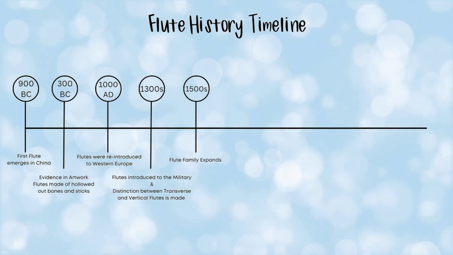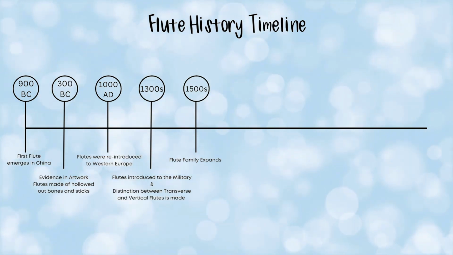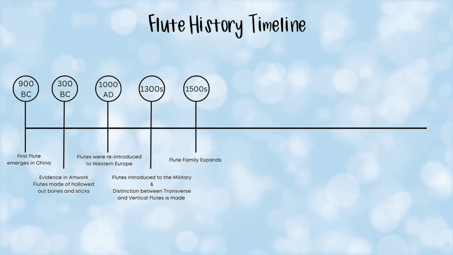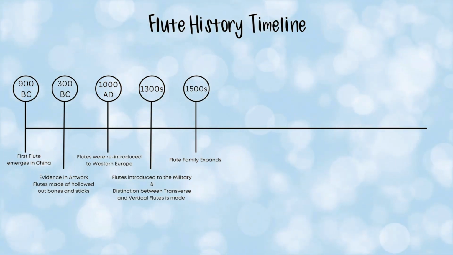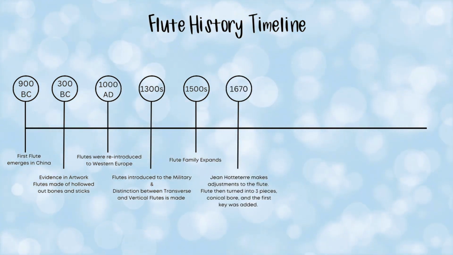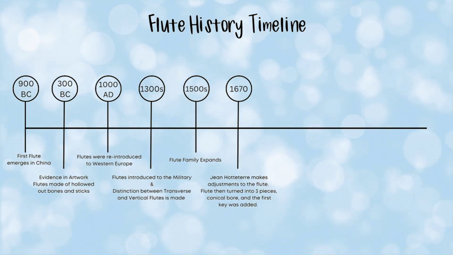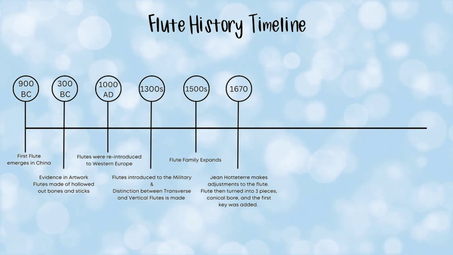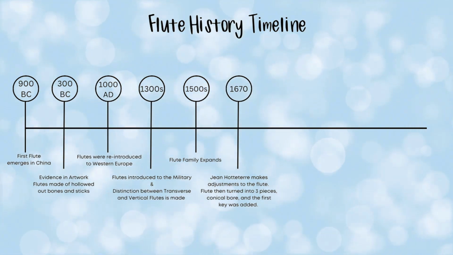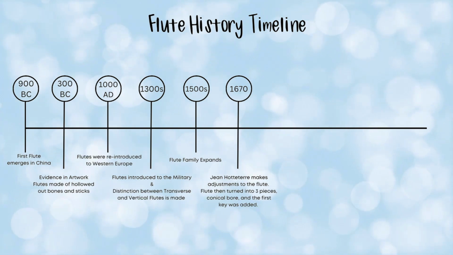In the 1500s, the flute family expands, including the descant flute, which is in modern day what we call a recorder, then the alto, tenor, and bass flutes. In the 1670s is when Jean Hotetier, hopefully I said that right, makes adjustments to the flute. This turned the flute into three pieces, the head joint, body, and foot joint. Also gave the flute a conical bore and the first key was added.